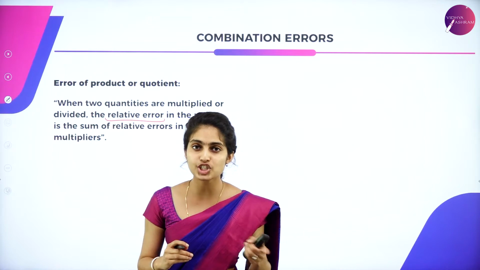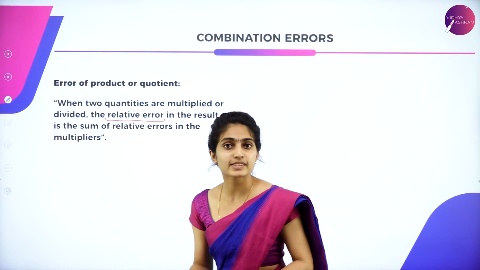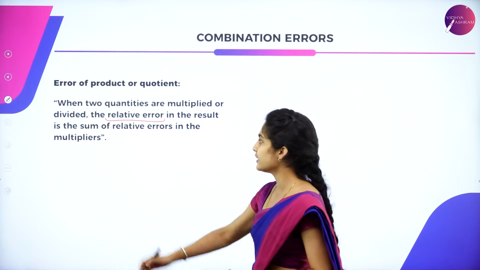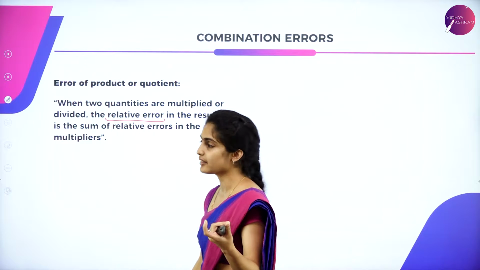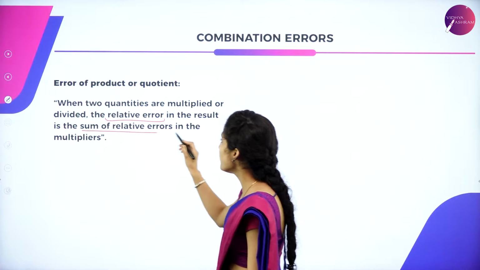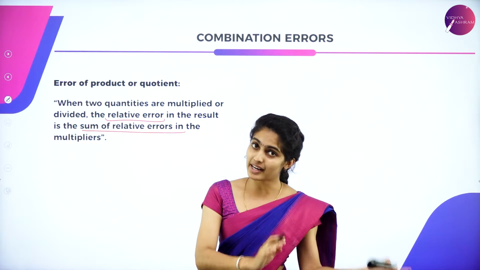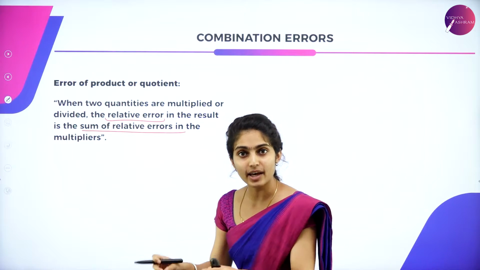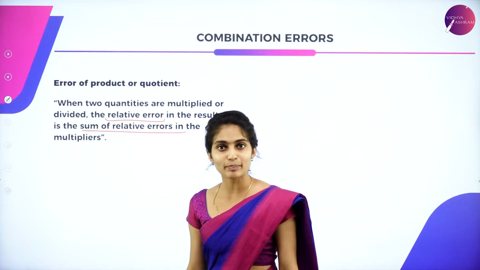In case of addition or subtraction, the final error whatever we get is termed as absolute error. When two quantities are multiplied or divided, the error is called a relative error. The relative error in the result is the sum of relative errors in the multipliers. Remember, it can be multiplication or division, but the error is always added up.